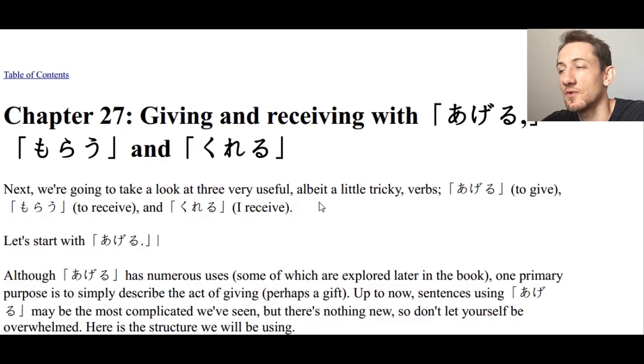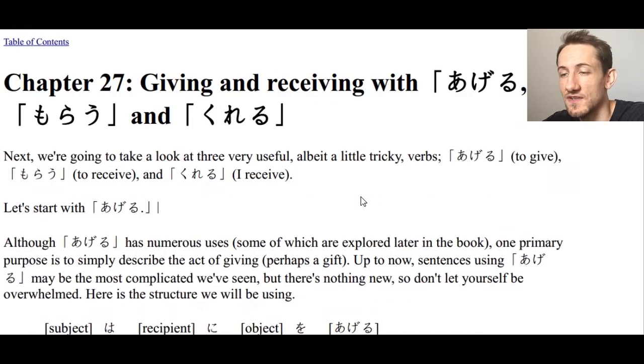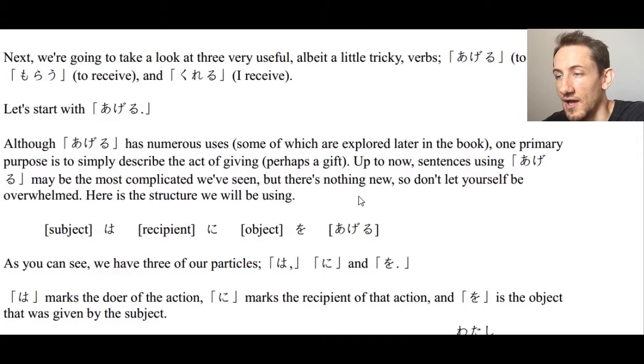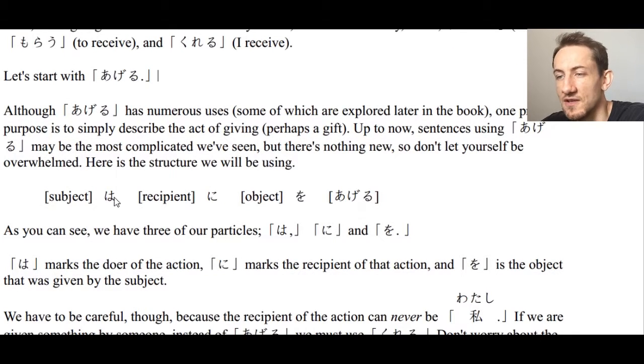First we're going to start with the verb for to give, which is ageru. Ageru has a number of uses, which we'll explore later in this book, but now we're just going to focus on using ageru as a way to give a gift to someone. The structure of our sentences will look something like this: subject wa, recipient ni, object wo ageru.